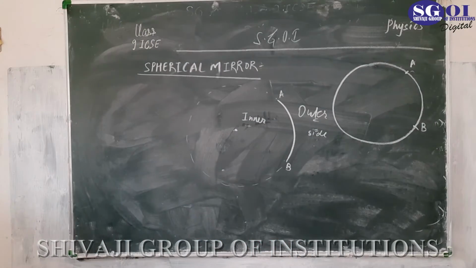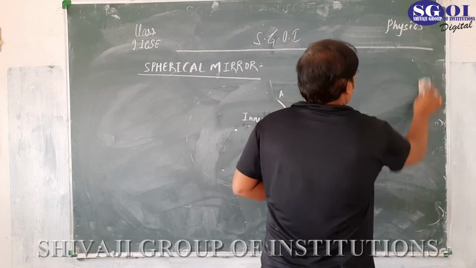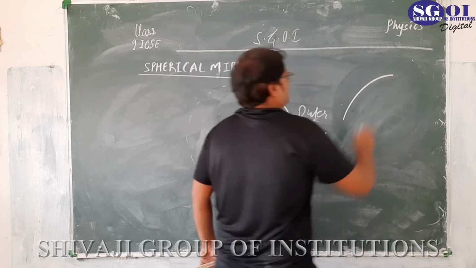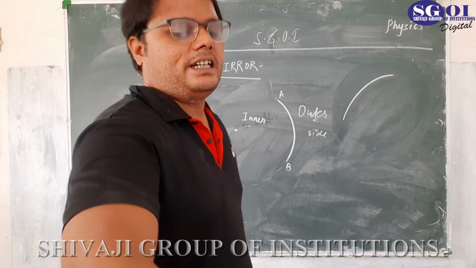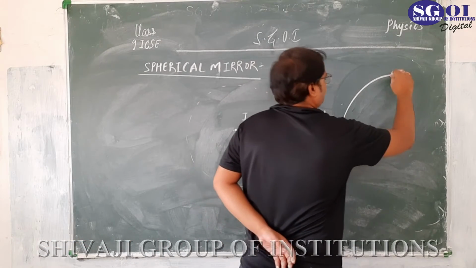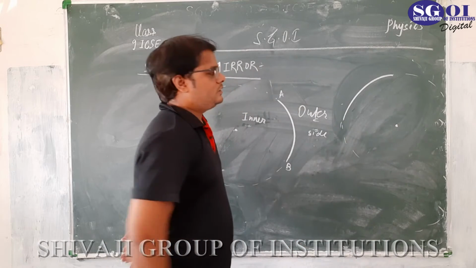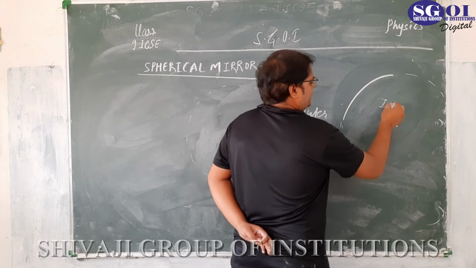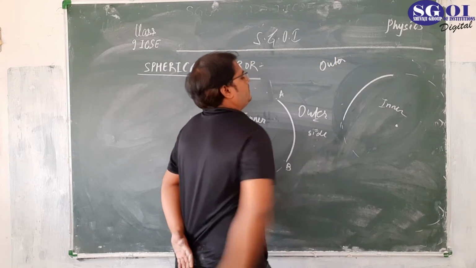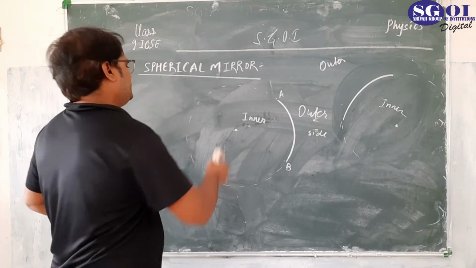Let me take another example. Suppose your surface is like this. Now which side is inner side? Where does the center lie? Again you can see, if you complete the whole sphere, center should lie somewhere here. So the side with the center is called inner side and the side opposite to the inner is called outer side. Let me take a few more examples till you get a hold of it.